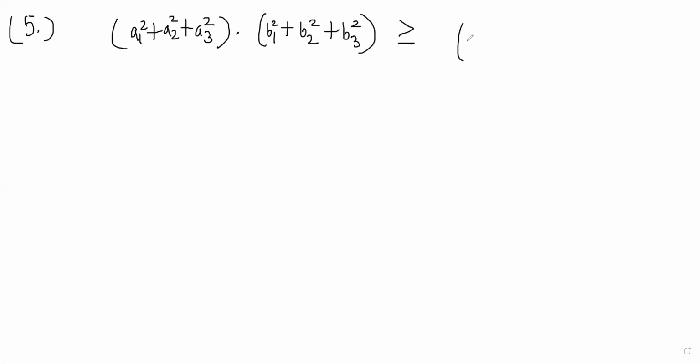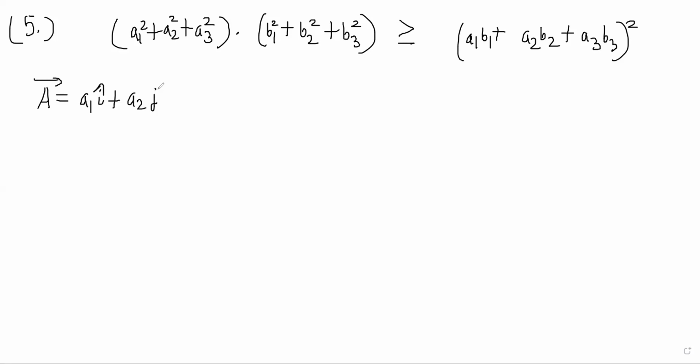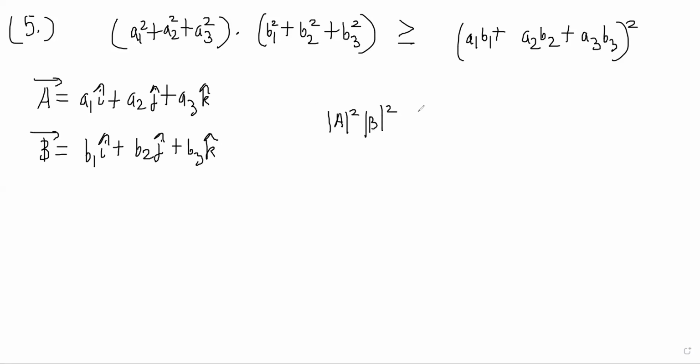Now, we can also generalize Cauchy in three variables. So in that case, we can say (a1 square plus a2 square plus a3 square) multiplied by (b1 square plus b2 square plus b3 square) will be greater than or equal to (a1 b1 plus a2 b2 plus a3 b3) whole square. Again, you should think of them as two vectors. A vector is a1 i cap, for example, a2 j cap, and a3 k cap. And again, b vector can be written as b1 i cap plus b2 j cap plus b3 k cap. And this inequality is again saying mod of a square, mod of b square is greater than or equal to (a dot b) whole square.